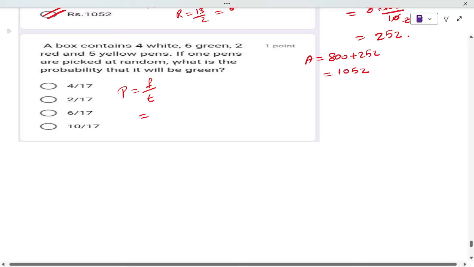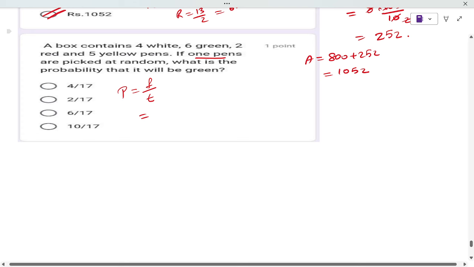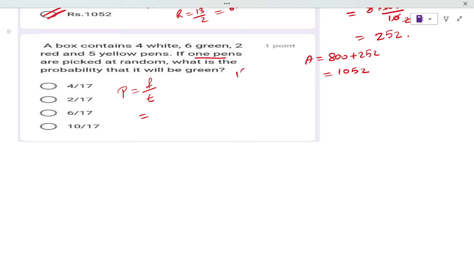What is the probability that it will be green? We pick 1 pen out of how many pens? 6 plus 4 is 10, plus 2 is 12, plus 5 is 17. So 17 pens in total, and 1 pen should be from green. So we'll be using the combination formula. Out of 6 green, choose 1 pen. That's the favorable outcome. The total is choosing 1 pen out of 17 pens.